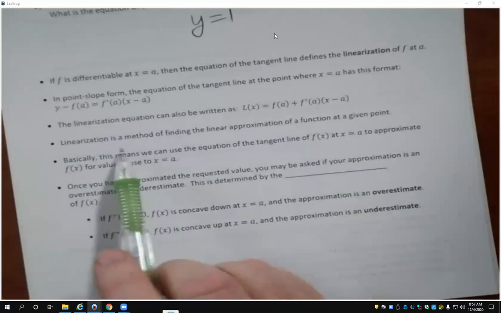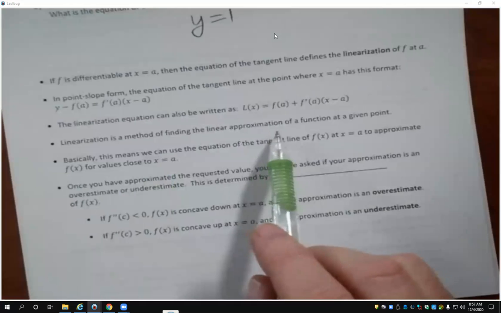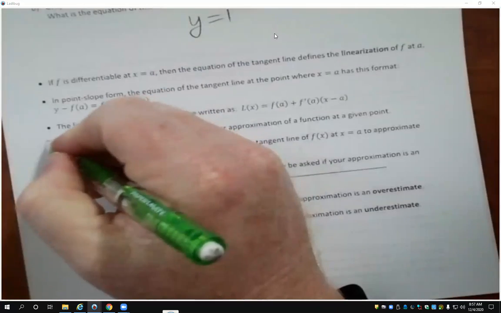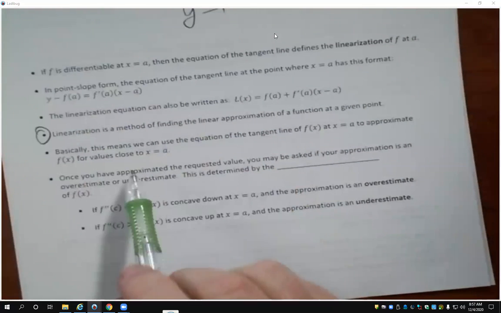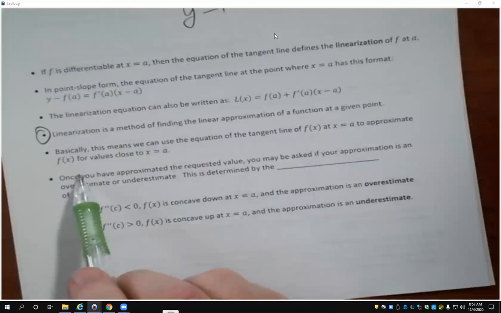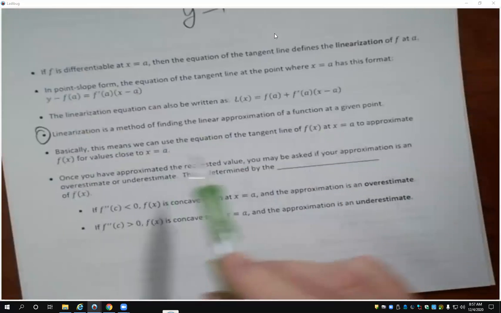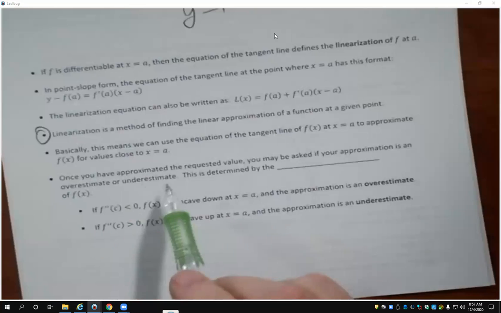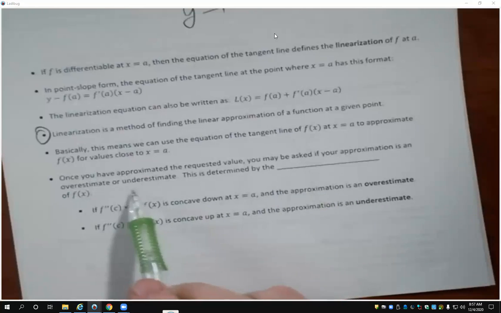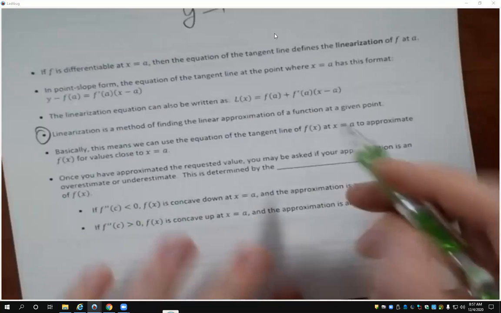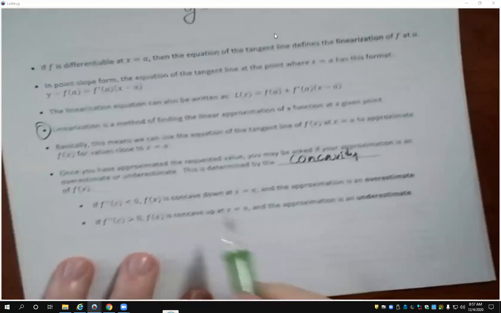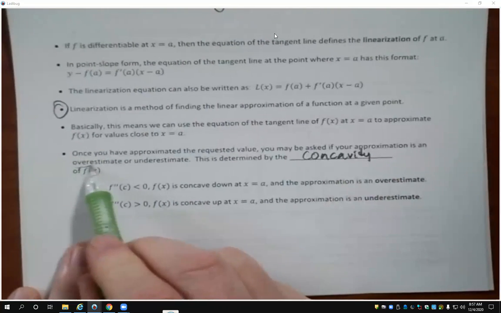Linearization is a method of finding the linear approximation of a function at a given point. This is really what we're getting at right here. Basically this means we can use the equation of a tangent line to approximate values close to a. Once you've approximated the requested value, you may be asked if your approximation is an overestimate or an underestimate. This is determined by concavity. So over or underestimate is determined by concavity.